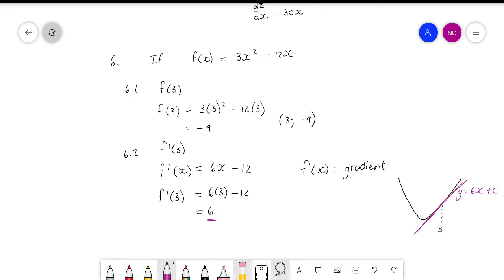Got it. Okay. We are working towards getting the equation of that tangent. So we already have the gradient.